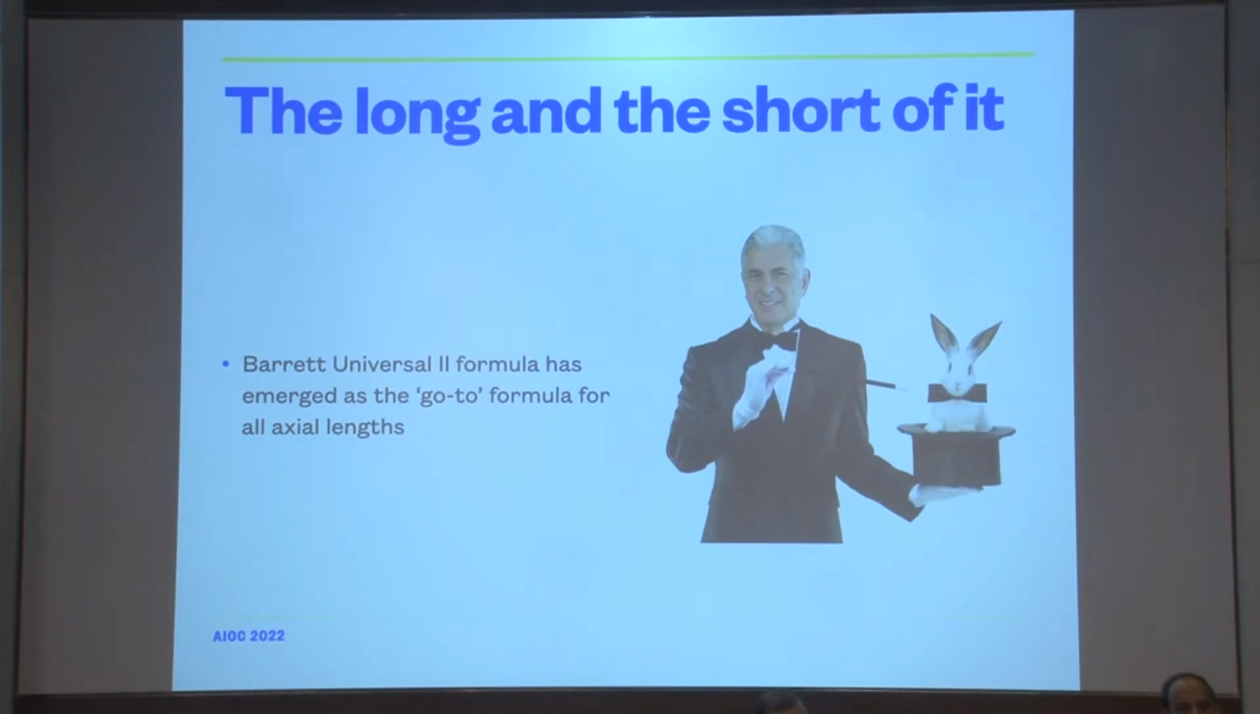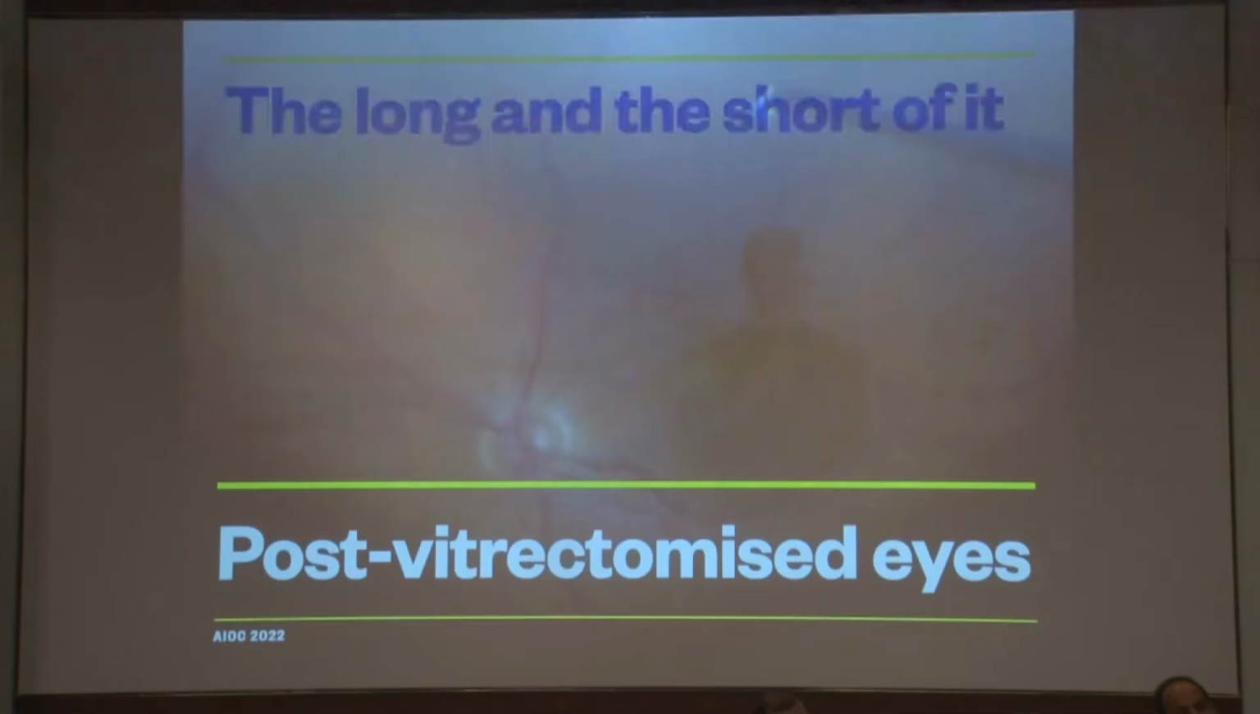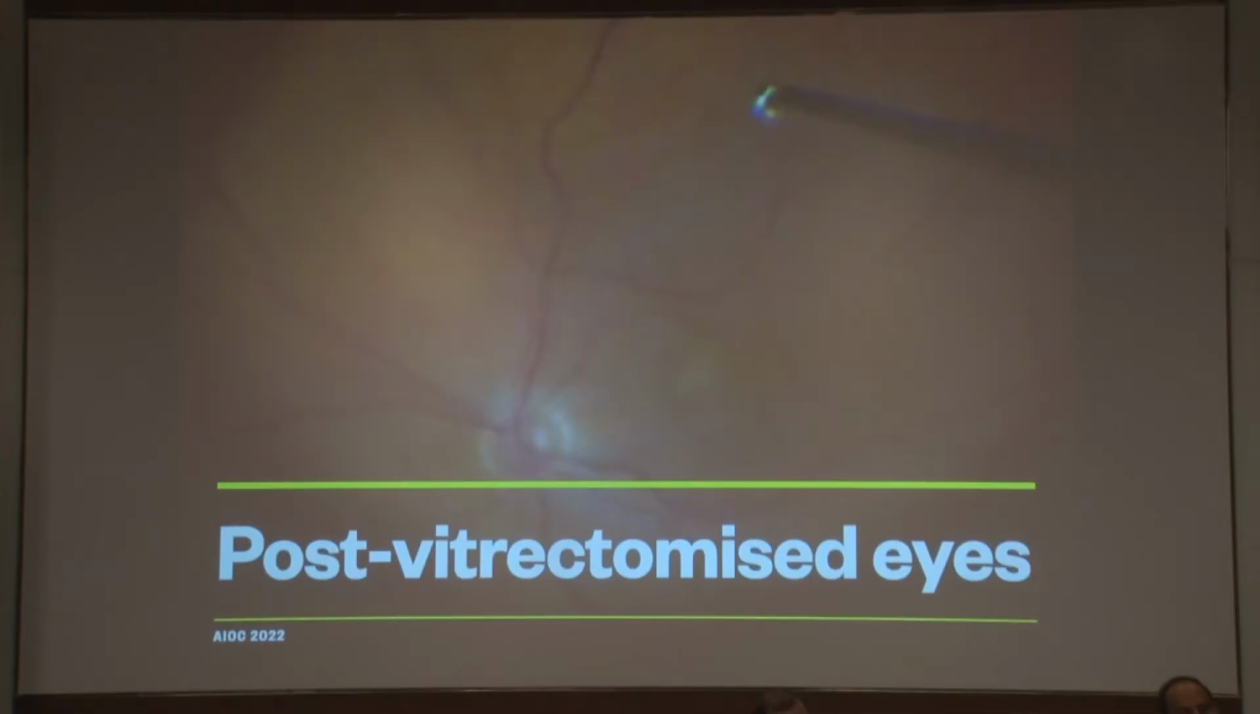This is a take-home message: the Barrett Universal 2 formula, which is what I use, has emerged for all of us, or at least most of us, as a go-to formula for all axial lengths. Let's talk about post-vitrectomized eyes.